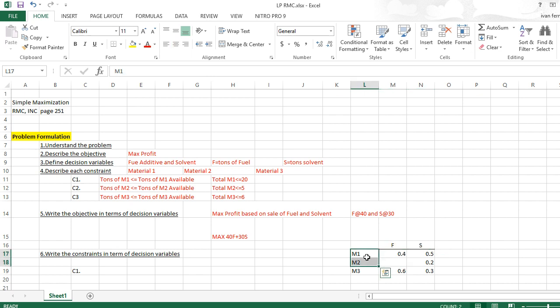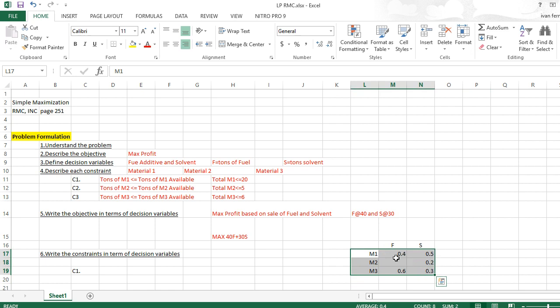Okay. What this is saying is that the production of fuel, for every ton of fuel, you need 0.4 of M1 and 0.6 of M3. Okay? Solvent actually requires all 3 of the materials. As you can see, it requires a little bit more of M1. It requires M2, which is not required for fuel, but it also requires some M3, which is actually half of what is required for fuel. Okay, these are the ratios.